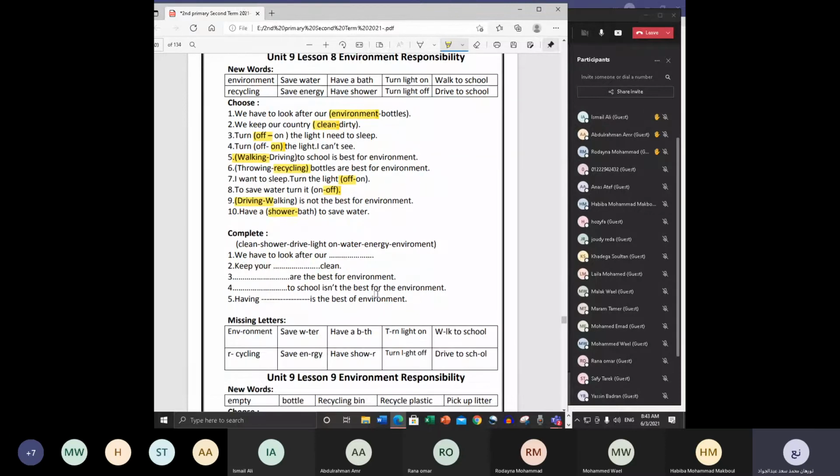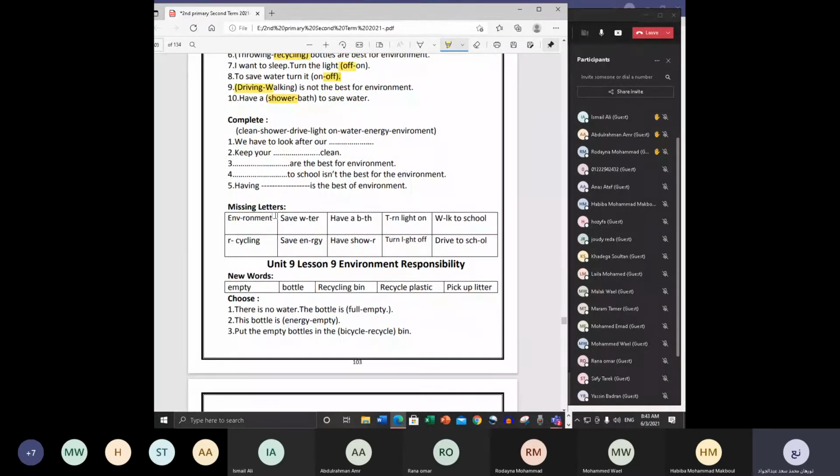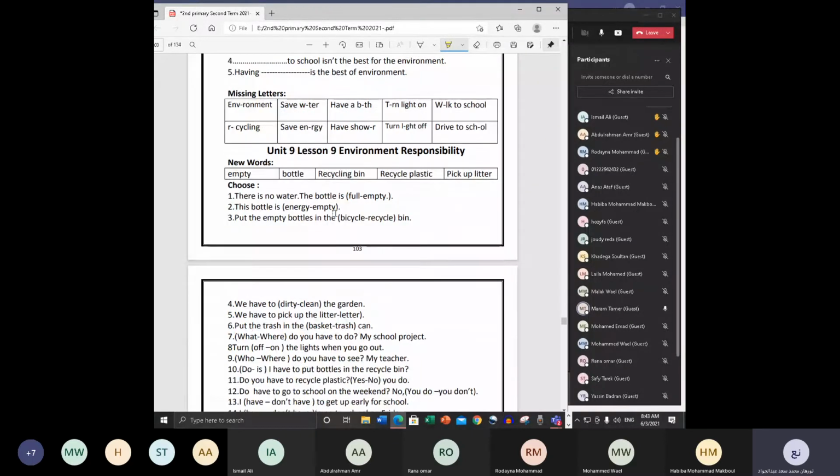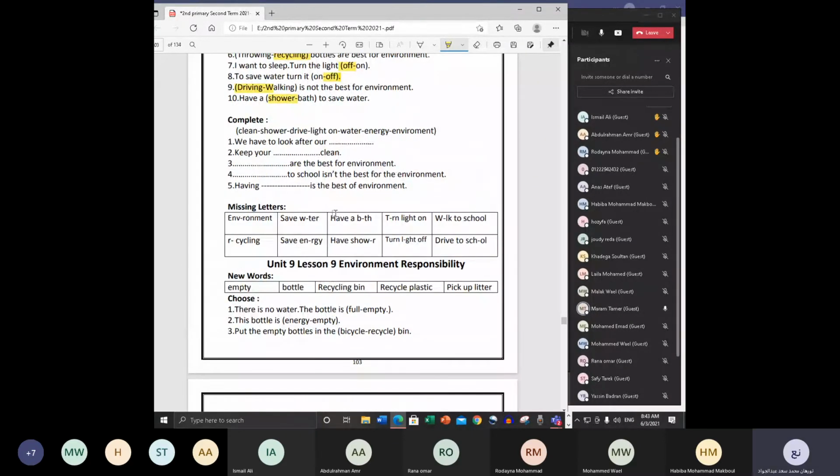Okay. Type complete and missing letters is your homework, okay? Excuse me? Have a bath is equal to have a shower. But having a shower takes a little time, while having a bath takes much time.